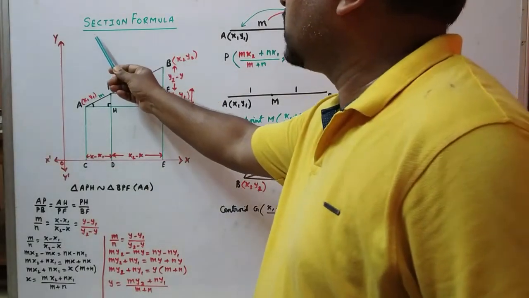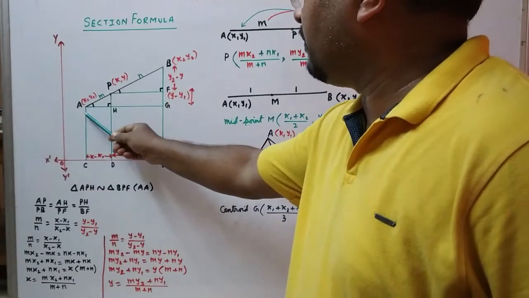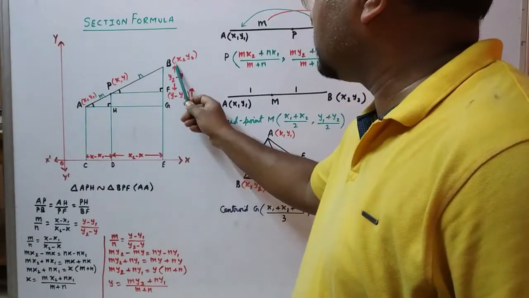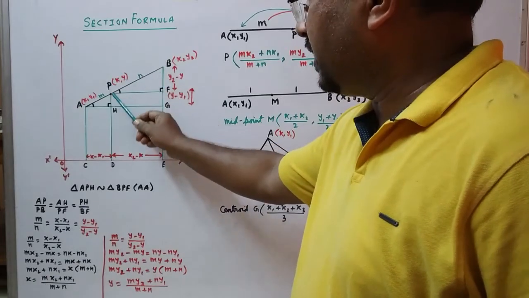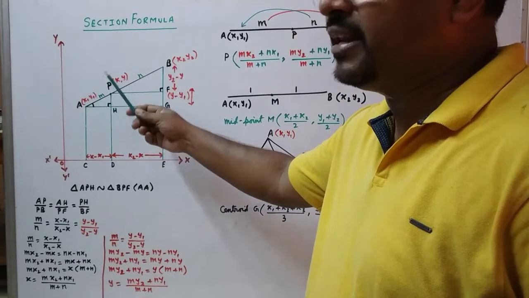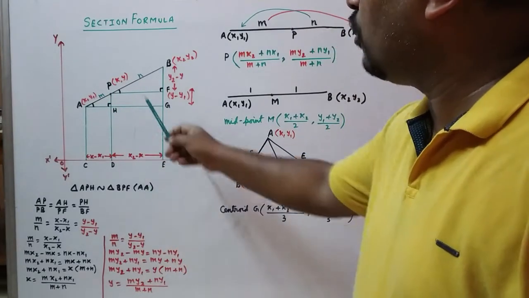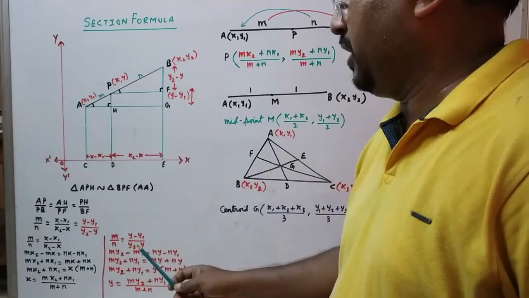Today we are going to study the section formula. In the section formula, if I have a line AB whose coordinates are known and there lies a point P somewhere between them, dividing it in any ratio, which I have taken here as m:n, then what will be the coordinate of this point P?